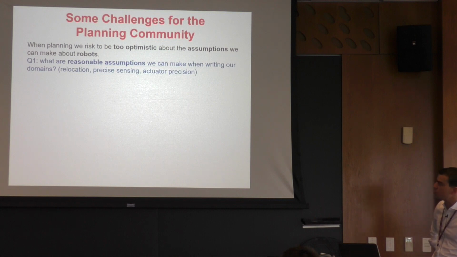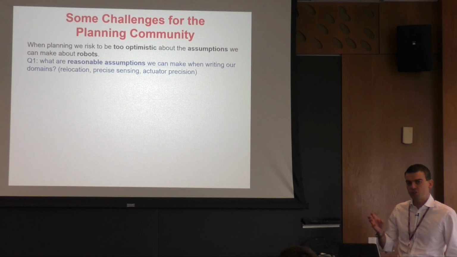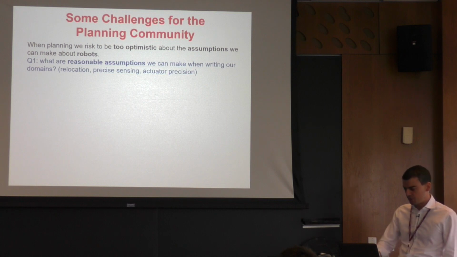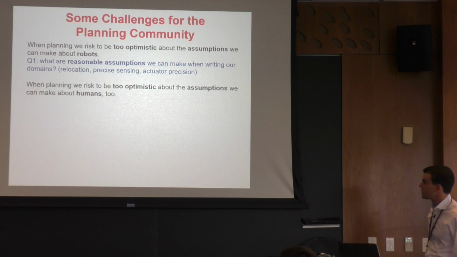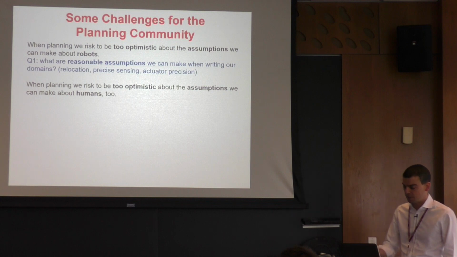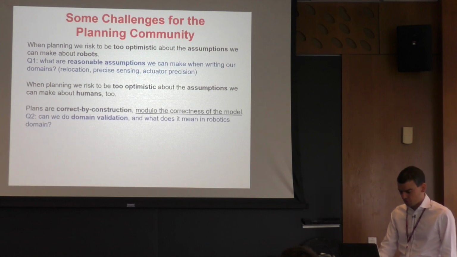So for example, we assume to know many things that we don't actually know. A challenge for our community is to understand what are the reasonable assumptions we can actually make when we build our models. Similarly, we are too optimistic about the assumptions about humans, right? They are much more unpredictable than what we think. And we need to handle them, as we have seen in the second part in the demo, also using conditional planning.